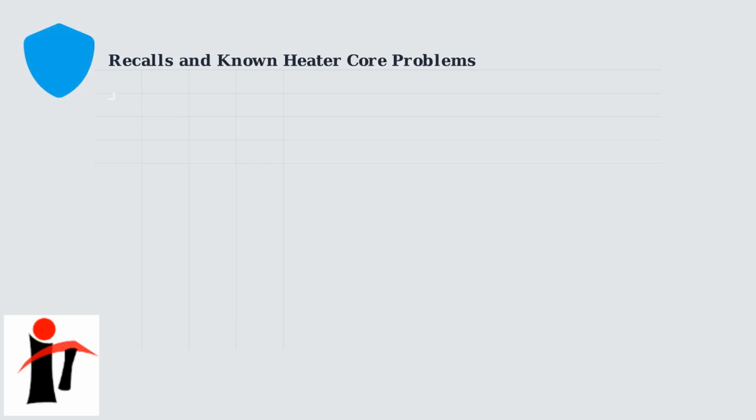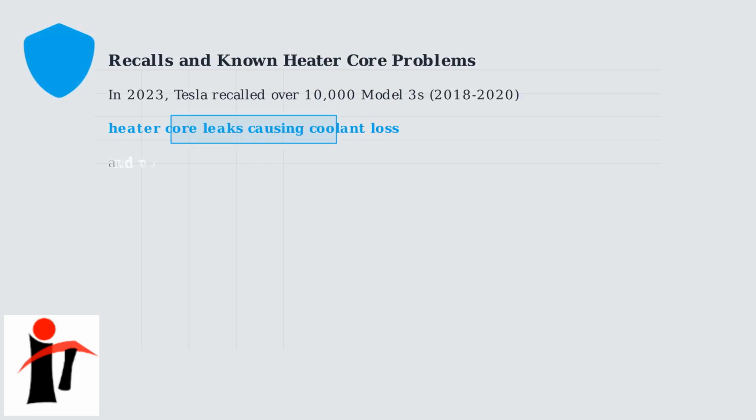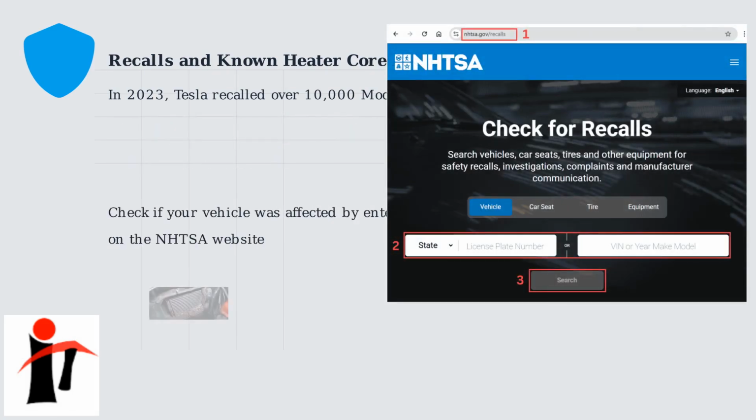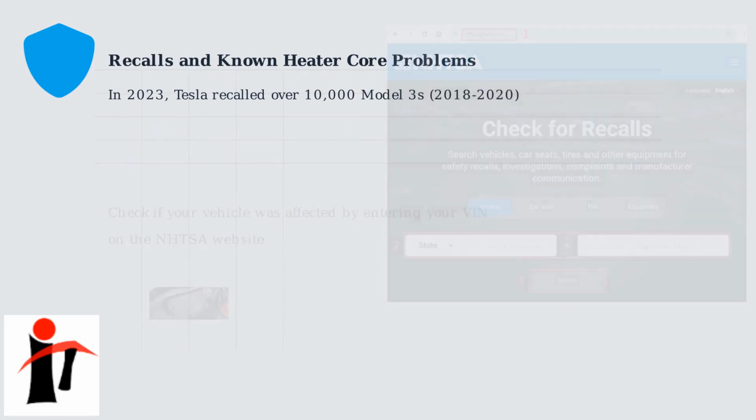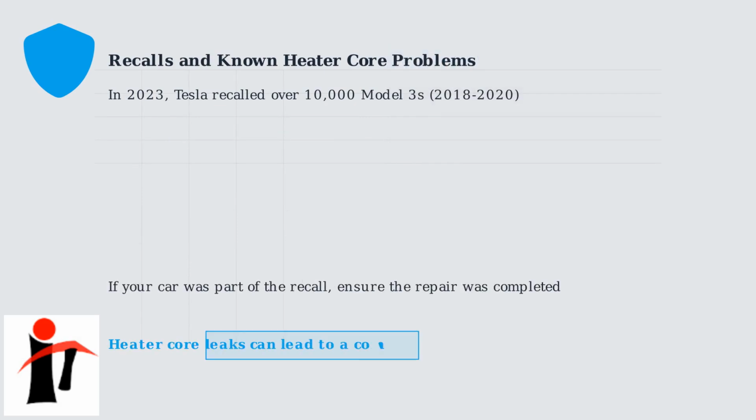Be aware of past recalls related to 2019 Model 3 heater cores. In 2023, Tesla recalled over 10,000 Model 3s from 2018 through 2020 due to heater core leaks causing coolant loss and potential fire hazards. Check if your vehicle was affected by entering your VIN on the NHTSA website. If your car was part of the recall, ensure the repair was completed. Heater core leaks can lead to a complete loss of heat.